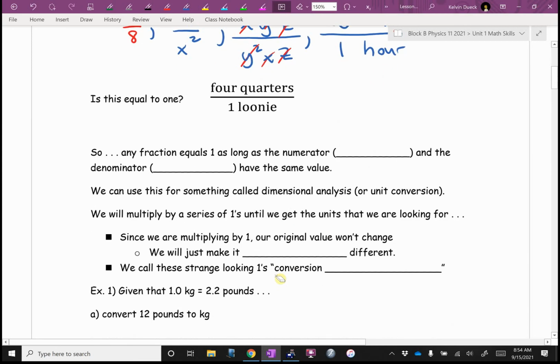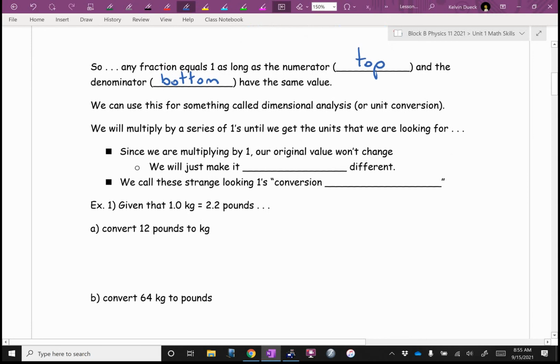Okay. So, first concept, multiplying by 1 doesn't change your answer. Second concept, any fraction equals 1 as long as the numerator, top, and the denominator, bottom, have the same value. We can use this for something called dimensional analysis or unit conversion. We're going to multiply by a series of fractional ones until we end up with only the units that we want left behind. Since we're multiplying by 1, our answer won't actually change. What we are going to do is make it look different. Is that okay, Hannah? We call these strange looking ones conversion factors.